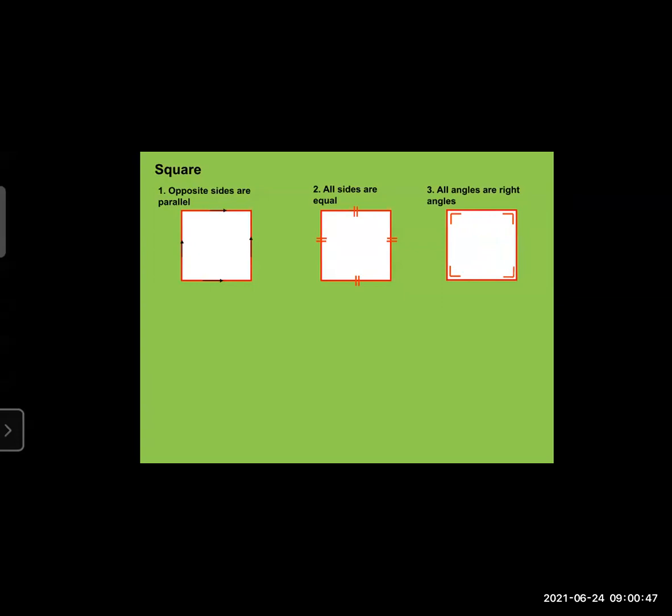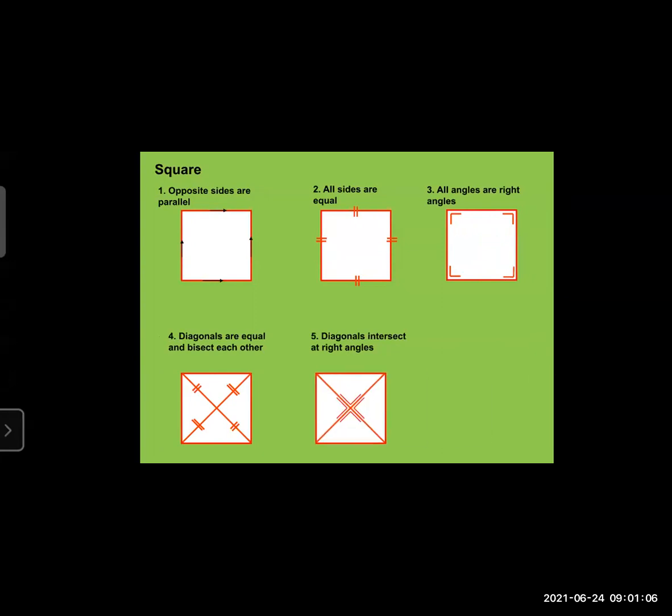See the figure. Now, the diagonals are equal and bisect each other. Bisect means they divide the line into two equal parts. And the last property, the diagonals intersect at a right angle, and each diagonal bisects each angle. So these are the 6 properties of a square.